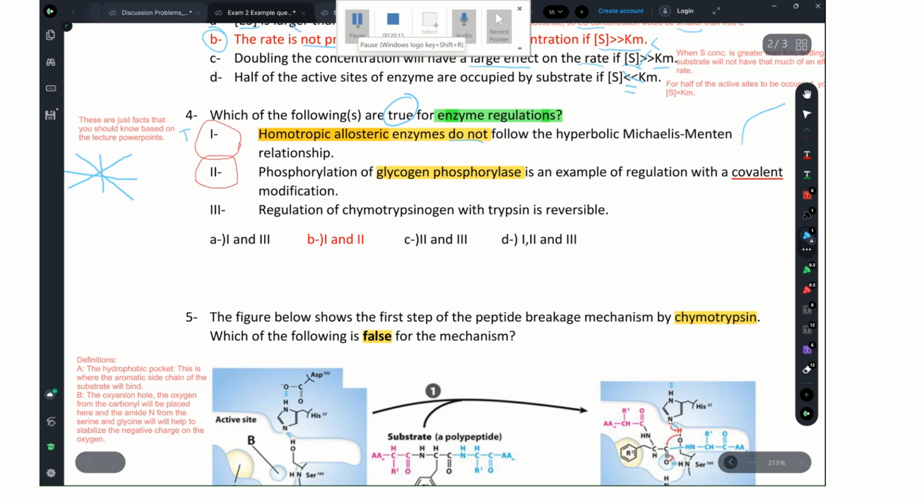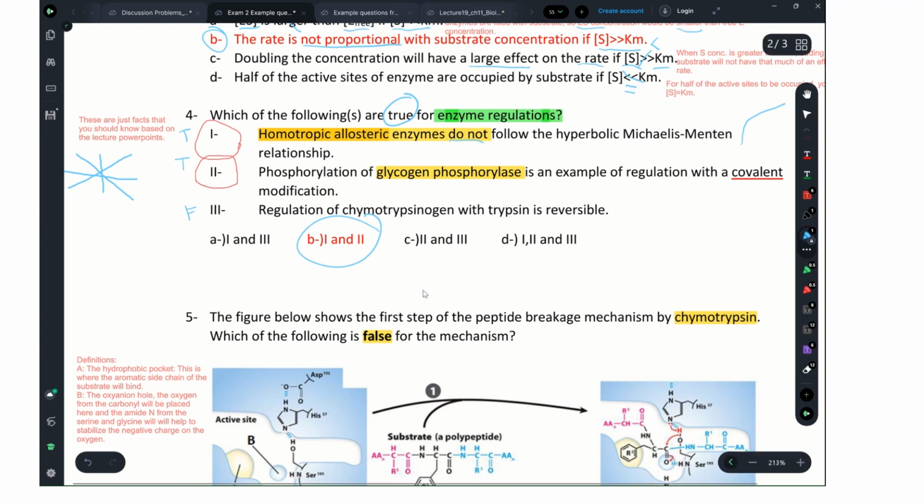And phosphorylation of glycogen phosphorylase is an example of regulation with a covalent modification. That is true. And then regulation of chymotrypsinogen with trypsin is reversible. So this is not true. So the answer is 1 and 2.